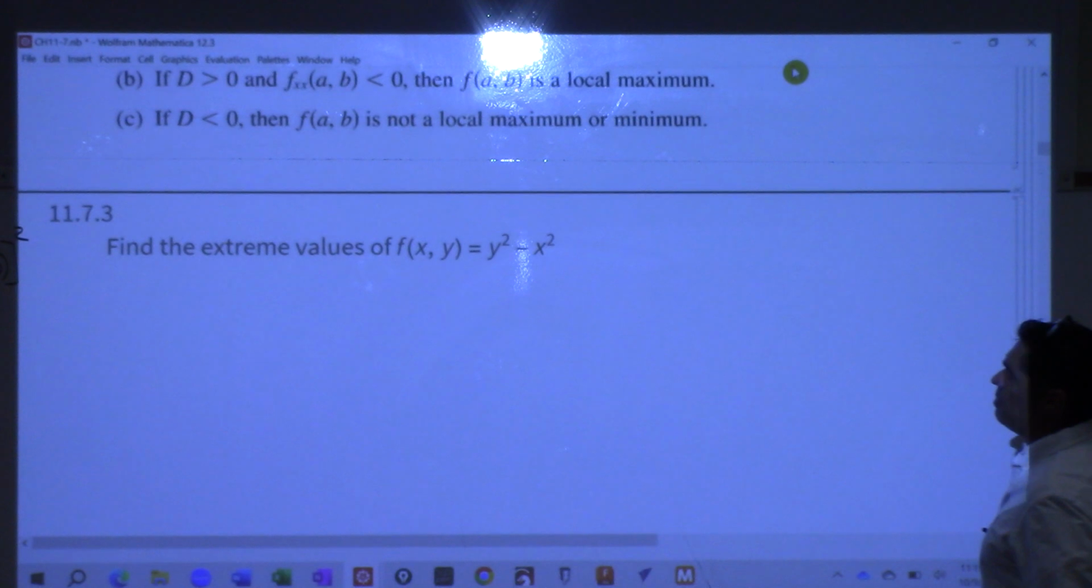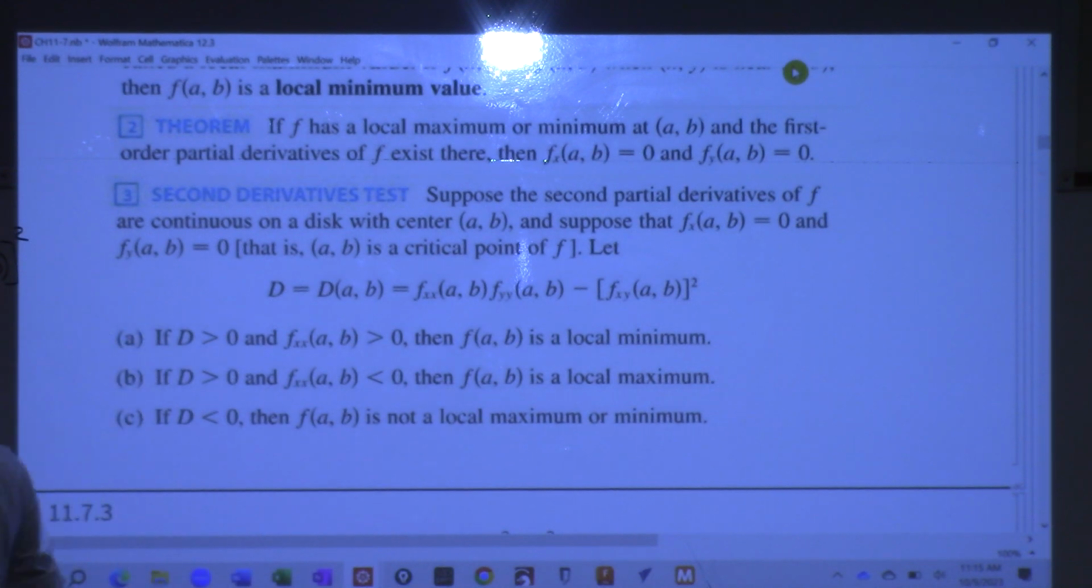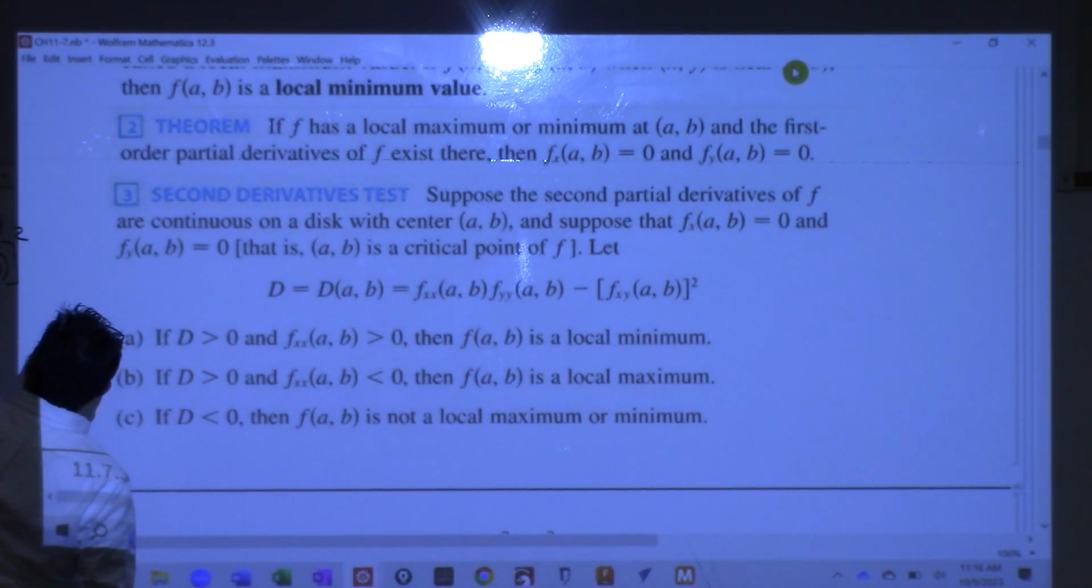Oh, you know what? I forgot to mention something very big. Hold on a second. Sorry about that. Okay. To calculate d, you have to know what this point AB is. I left this out. This is a big deal. So that point AB is a point where the partial of f with respect to x at that point is equal to 0, and the partial with respect to y at that point is equal to 0.